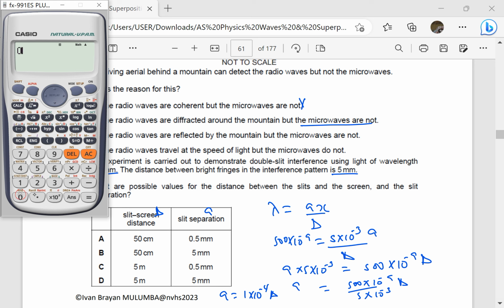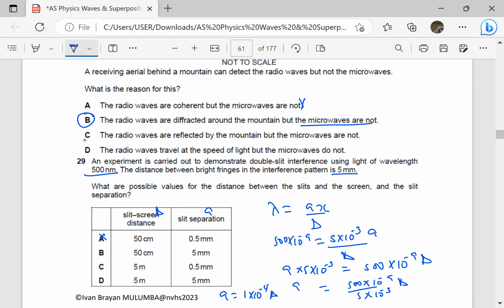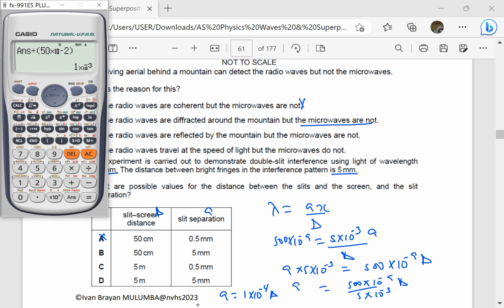A is 0.5 exponent negative 3 divided by D, which is 50 exponent negative 2. So this is giving us 1 times 10 power negative 3. So this is wrong. Let's check the second one. A is 5 exponent negative 3 divided by D, which is 50 exponent negative 2. This is wrong.